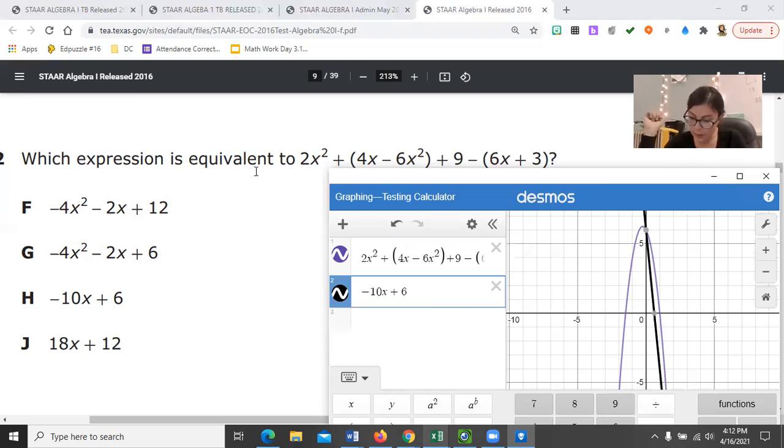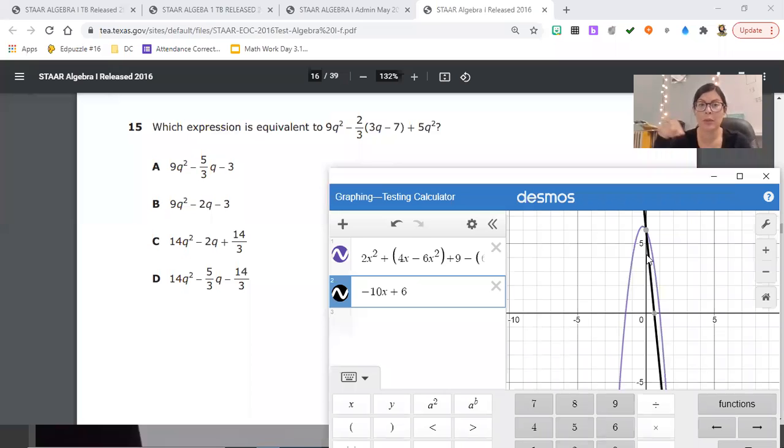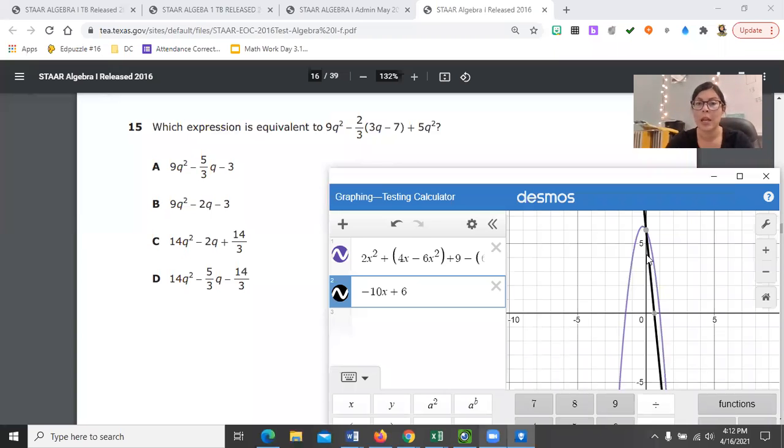Let me pause it because, okay, so now I want you to try with this one. They're asking you which one's equivalent. So put this in the graphs, then type in each one of these and see which one is the exact same graph. Tell me which one's the exact same graph. Pause this until you put this in your graphing calculator.